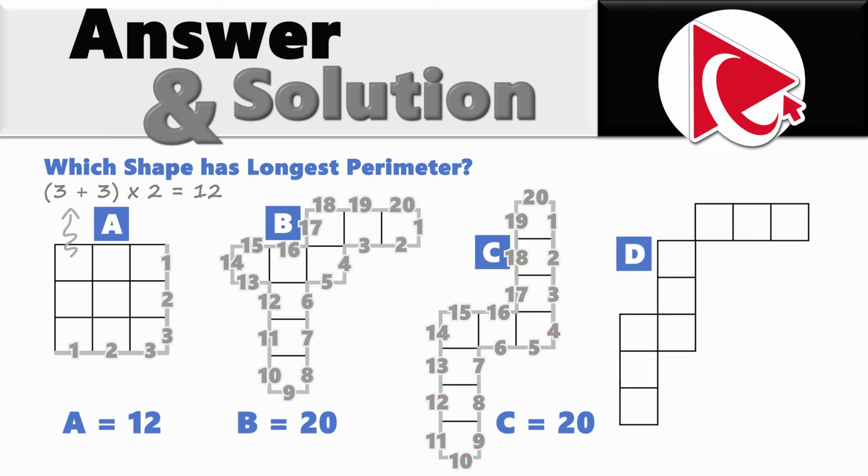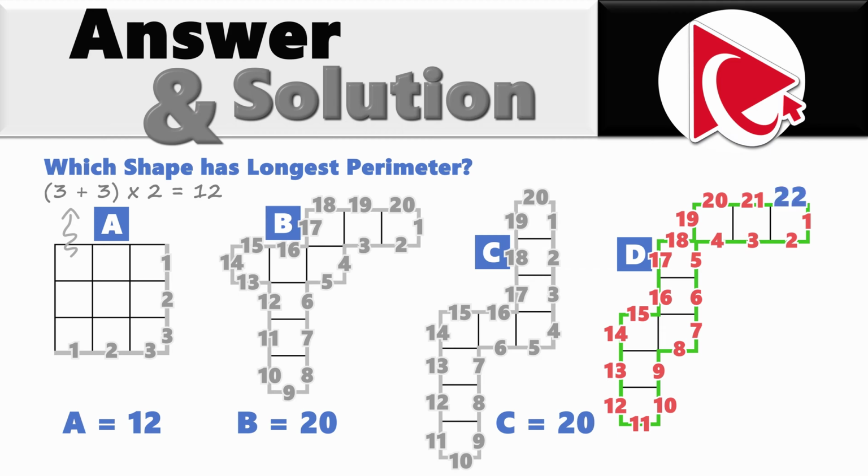But shape D is different. Let's do the math. 1, 2, 3, 4, 5, 6, 7, 8, 9, 10, 11, 12, 13, 14, 15, 16, 17, 20, 21, and 22. Which means that the shape's D perimeter is the longest with 22 units. So the correct answer here is choice D.